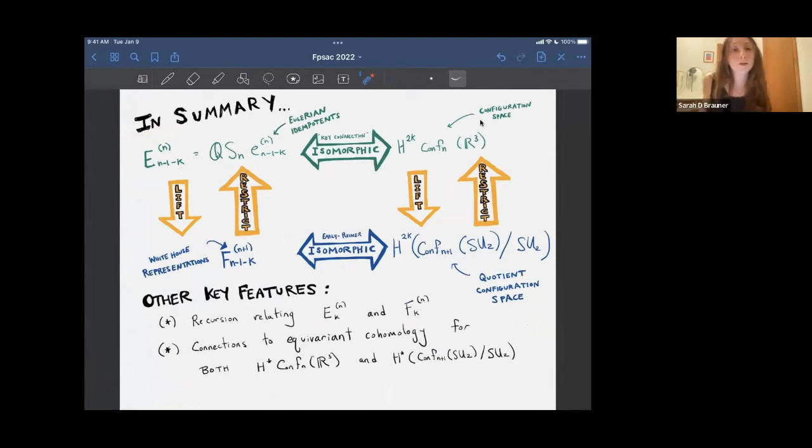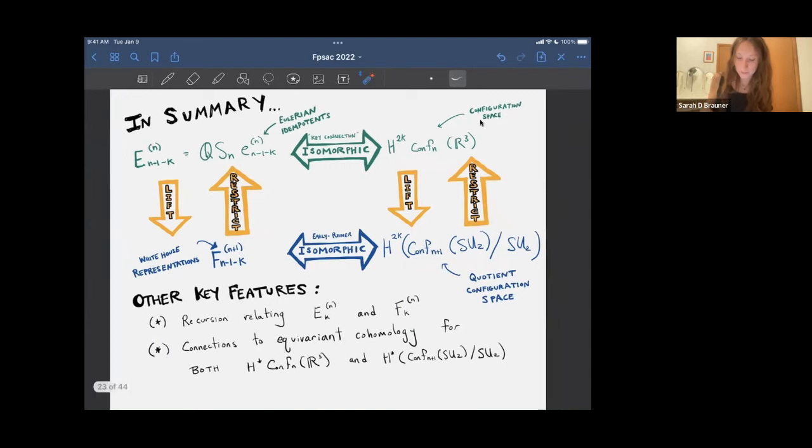Some other key features that I'm sweeping under the rug is that there's a recursion that relates these Eulerian and Whitehouse representations. So one determines the other. And there's also on the topological side some really beautiful connections to equivariant cohomology that deepen this story. Okay, so this is the type A story.